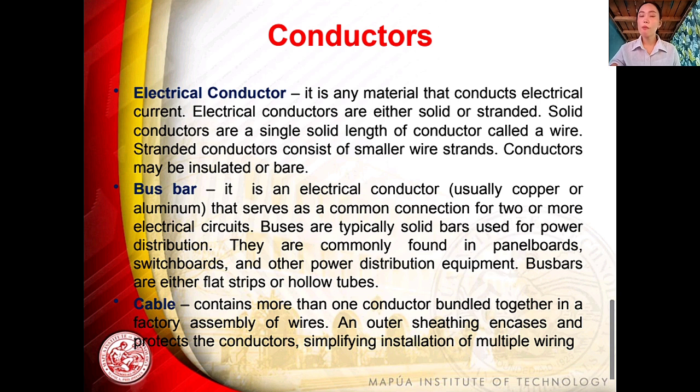Next is cable. Cable contains more than one conductor bundled together in a factory assembly of wires. An outer sheeting encases and protects the conductors, simplifying installation of multiple wiring.